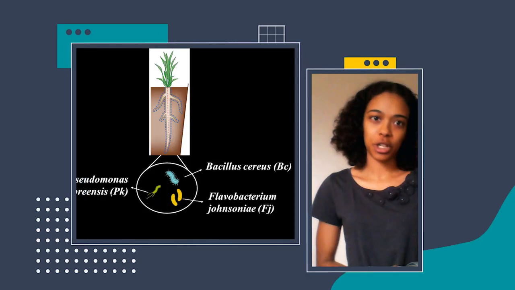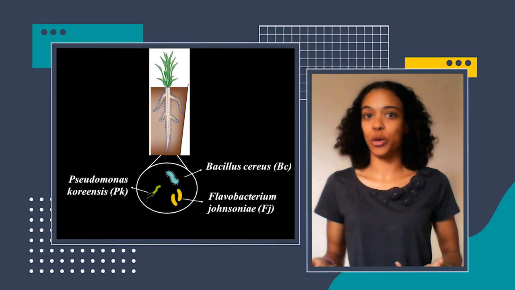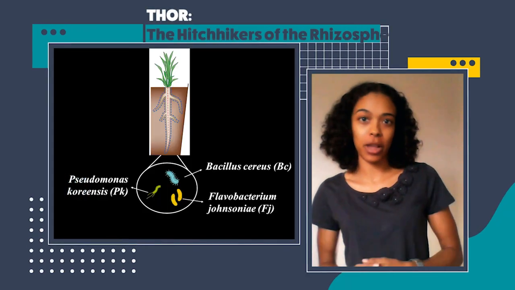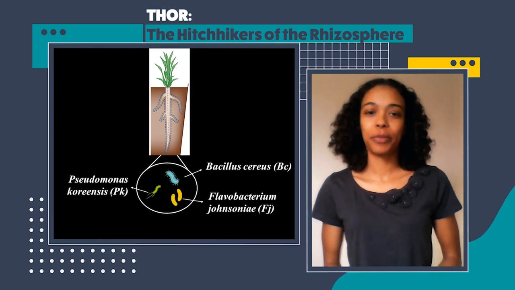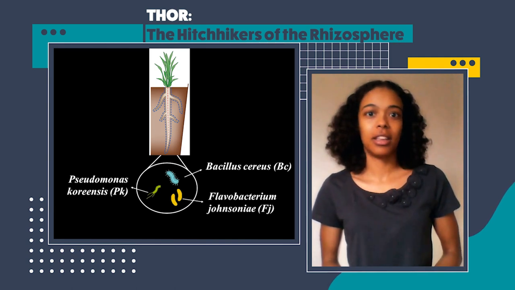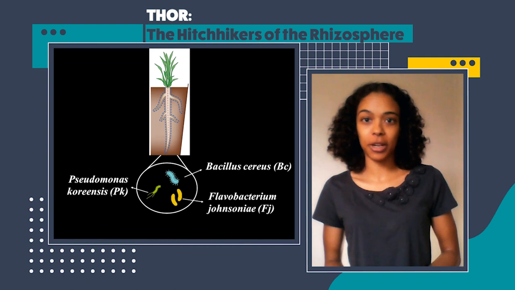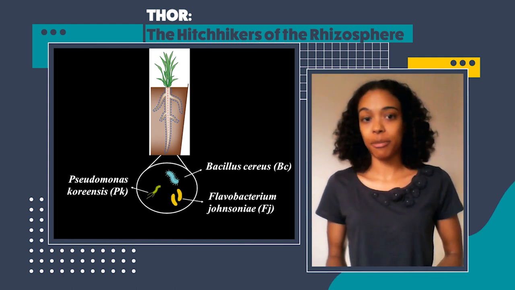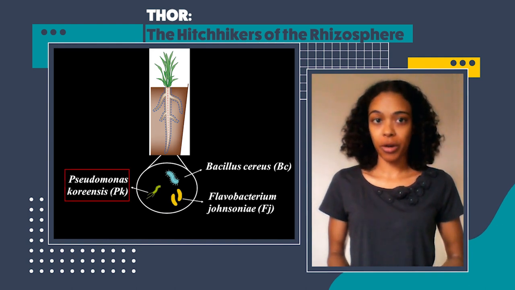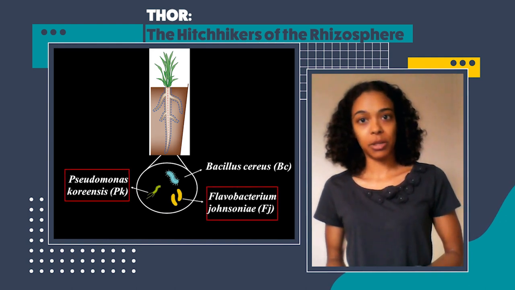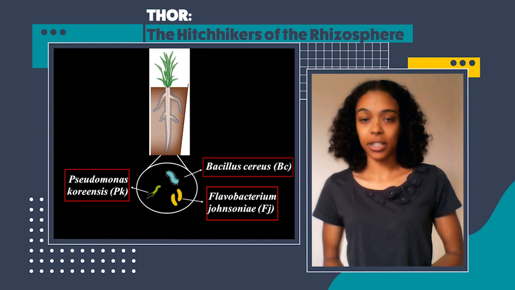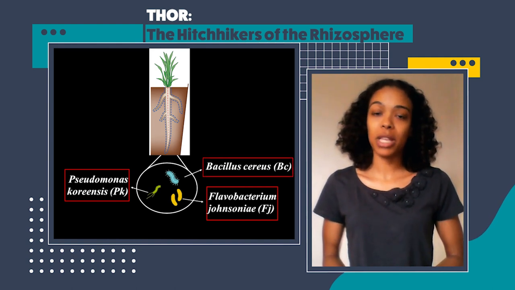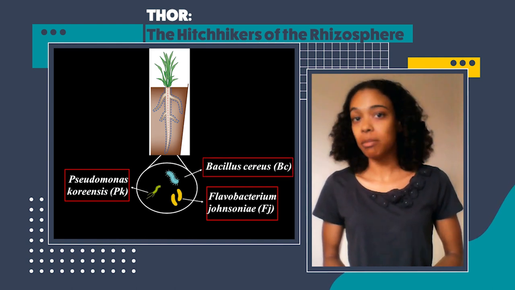So I'm going to spoil the punchline a little bit, and I'm going to tell you what the model system is before I tell you how we got there. It's called THOR, not the one you're thinking of. It stands for the Hitchhikers of the Rhizosphere. And it's a model system composed of three different bacteria: Pseudomonas coriensis, Flavobacterium johnsonii, and Bacillus cereus, which I'll refer to as PK, FJ, and BC.